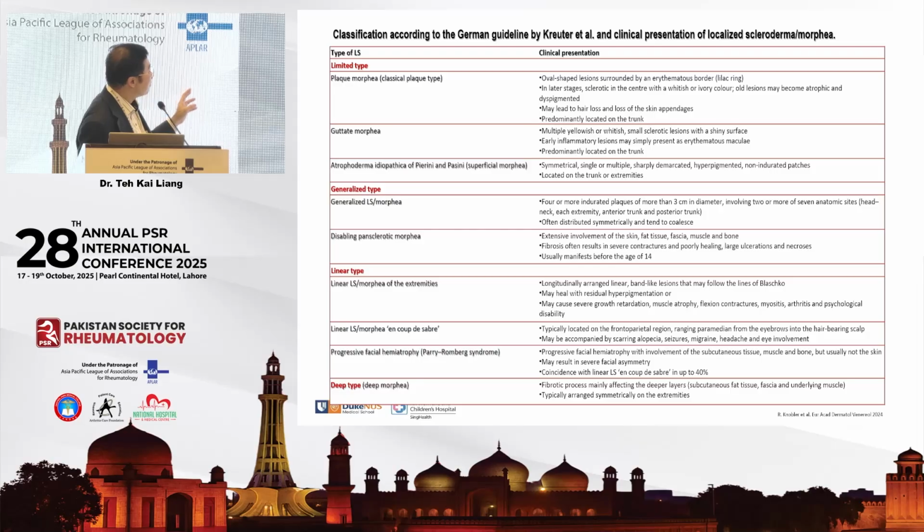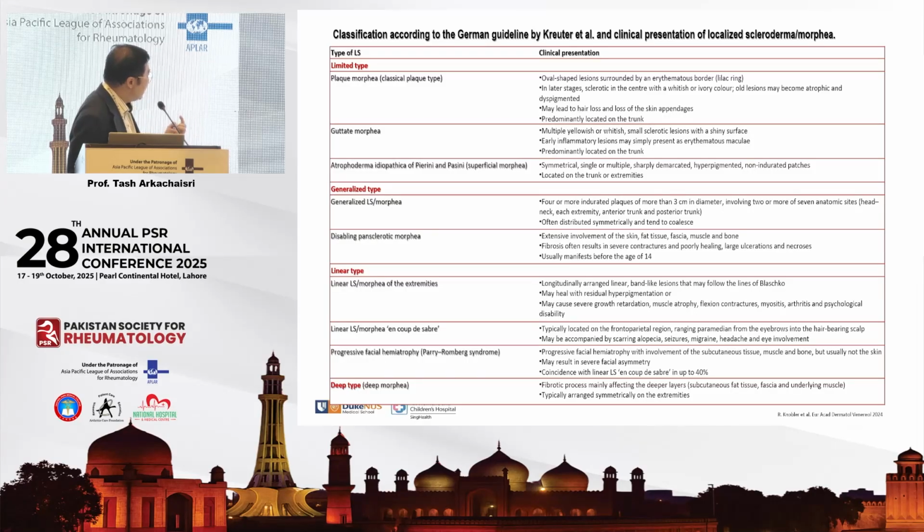So plaque morphea is more common in adults. Okay, so generalized type, if you talk about generalized morphea, meaning you have plaque morphea, but it's bigger in size and 4 or more in number. And it's usually everywhere, including the trunk and the extremities. And this is more commonly seen in adults. Disabling pansclerotic morphea, this one, if you look at the patient sitting in front of you, you think that he or she may have systemic sclerosis, but do not be confused. This one goes all the way from the skin to the bone and is very disabling if you treat late.